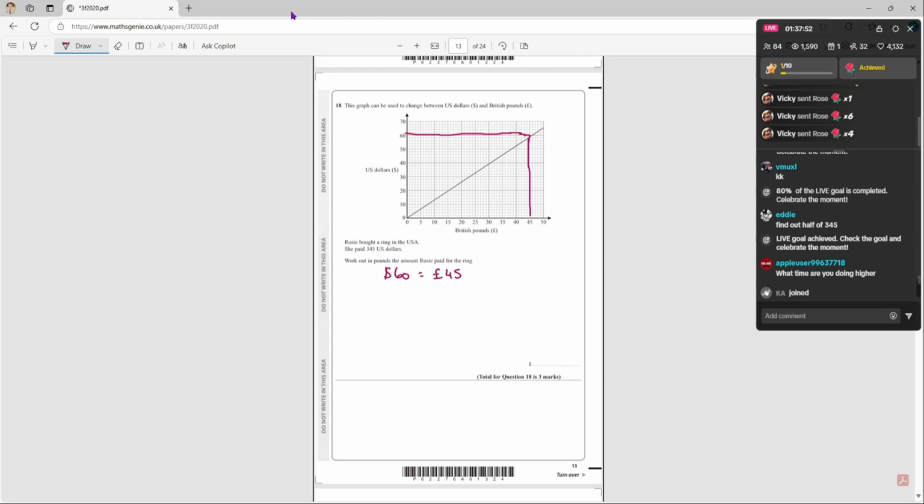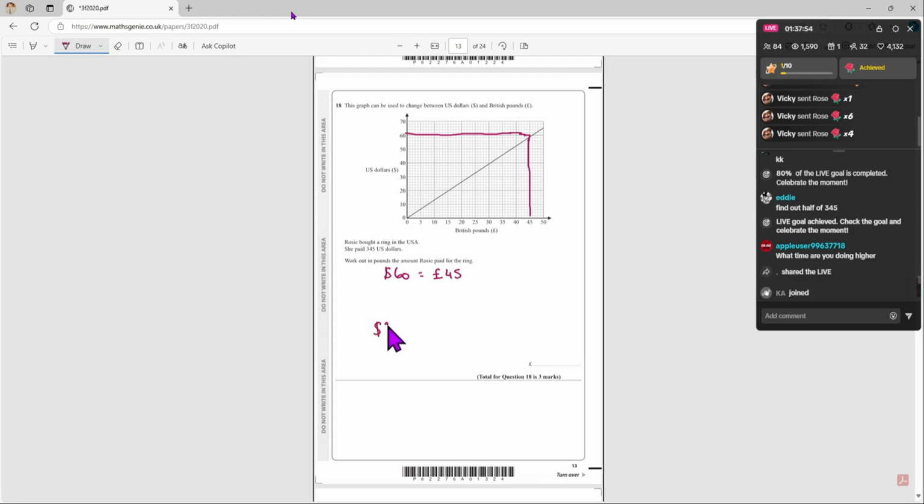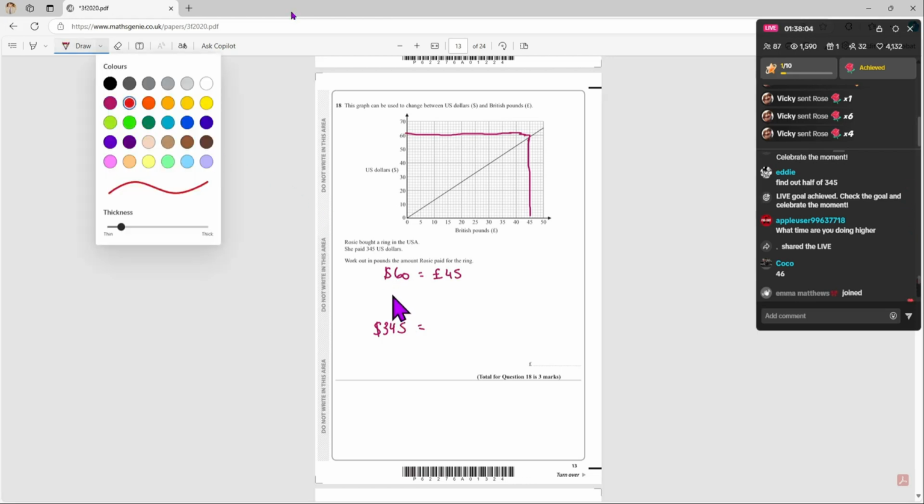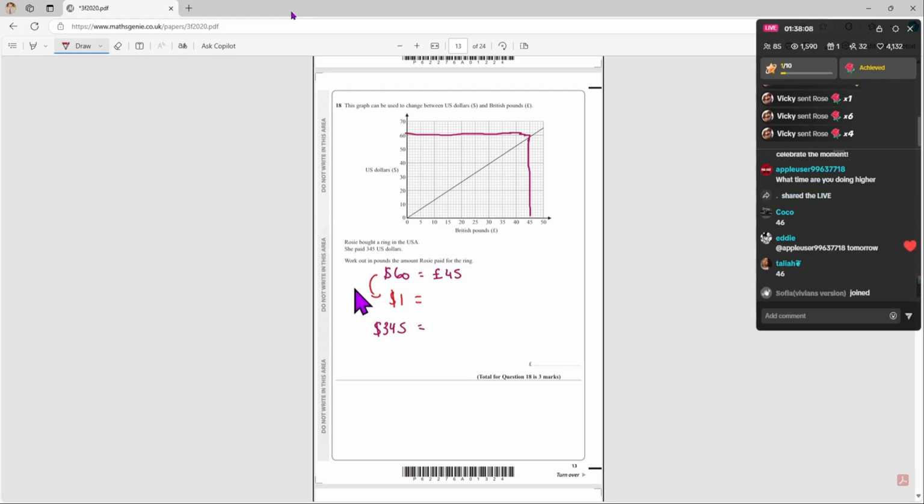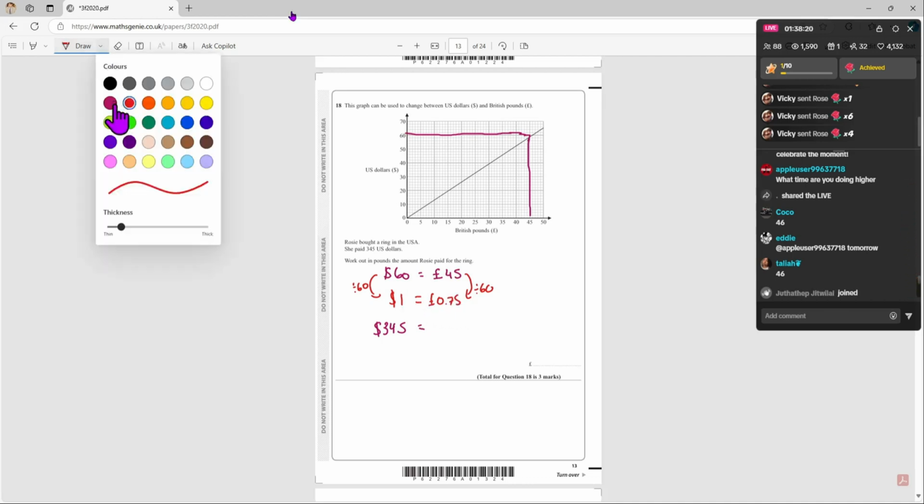We have to work out what 345 US dollars actually is. You guys know that this is a calculator paper. So what you would do is work out 1 US dollar. You would divide by 60 on both sides. Okay. So when you divide by 60, you will get 0.75 pounds. So $1 is 0.75 pounds.